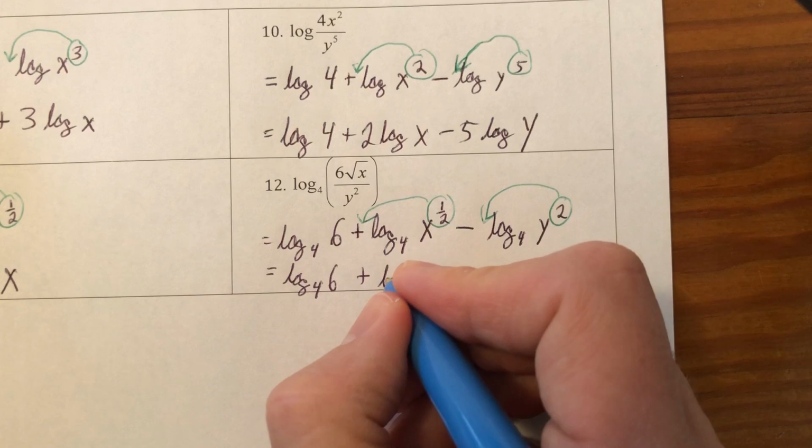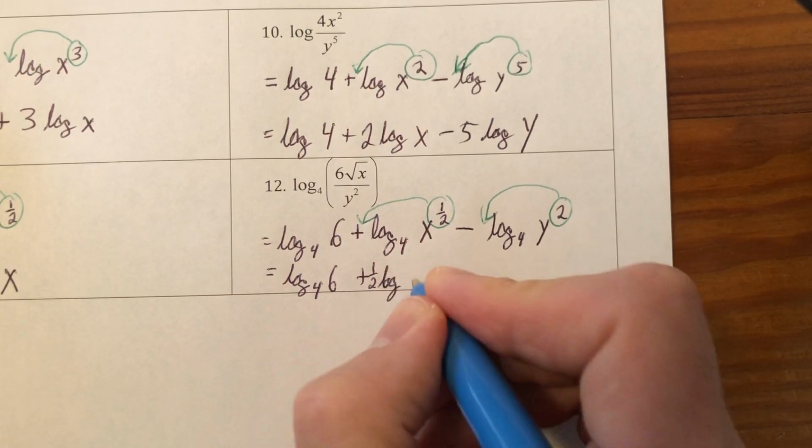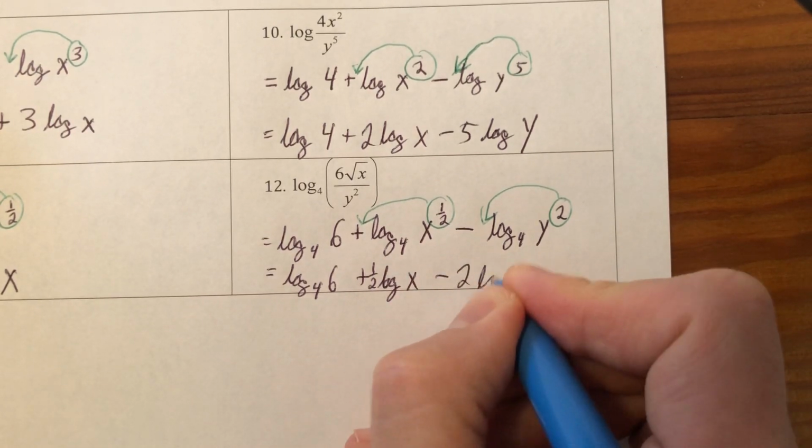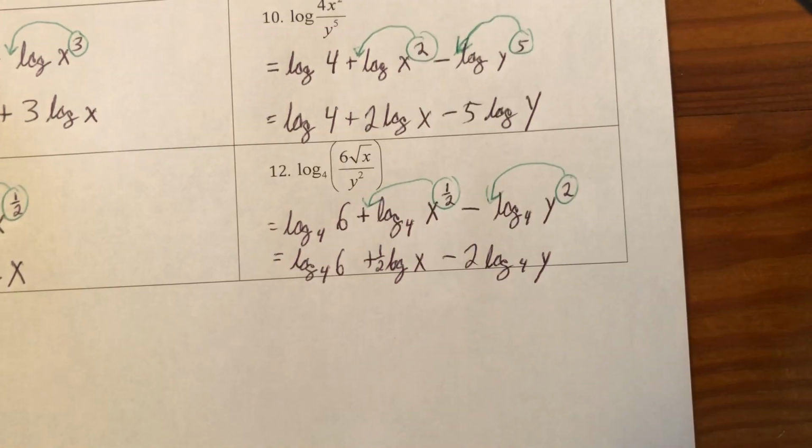I misspelled a 3-letter word. I misspelled log and I left my 1/2 off. There we go. 1/2 log x minus 2 log base 4 of y. There we go.